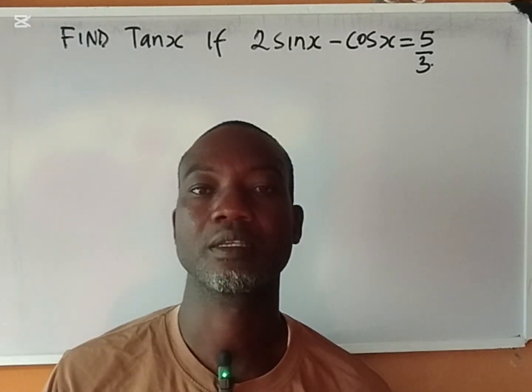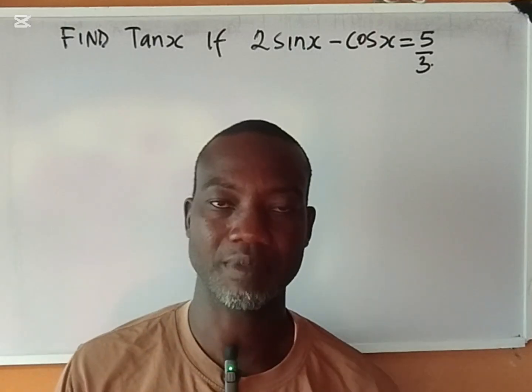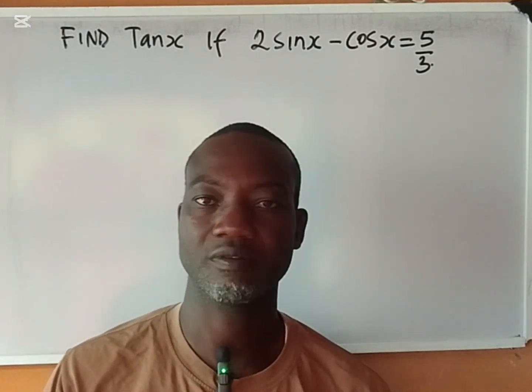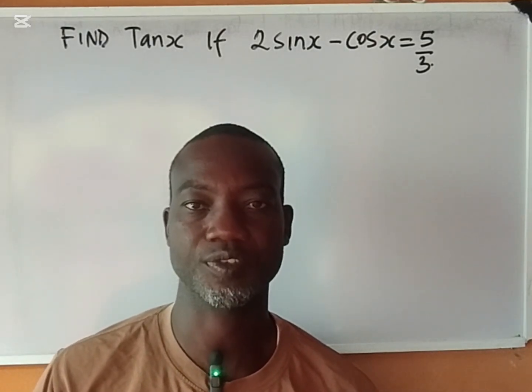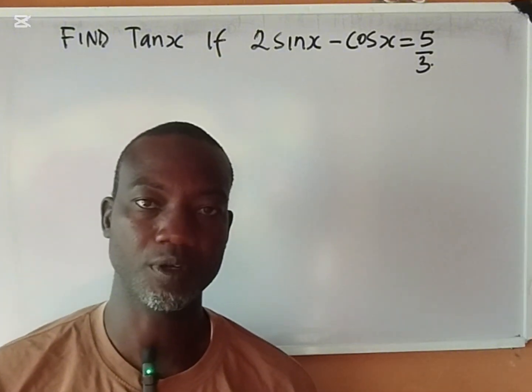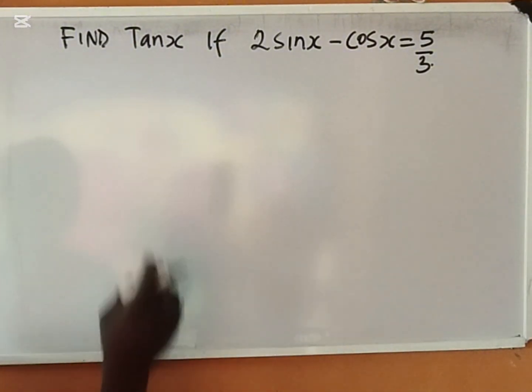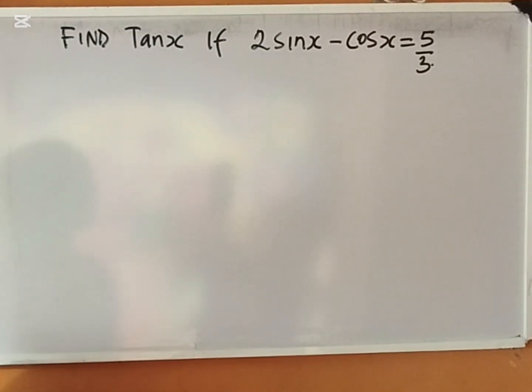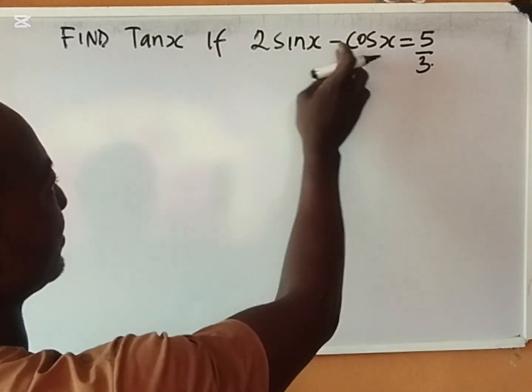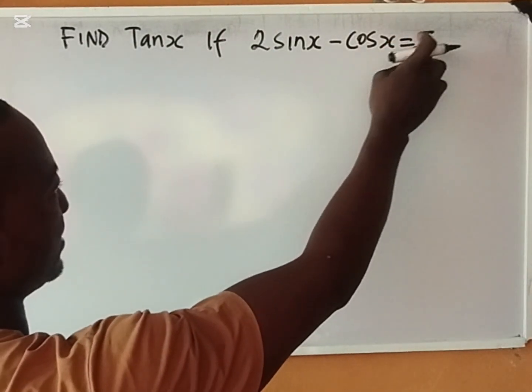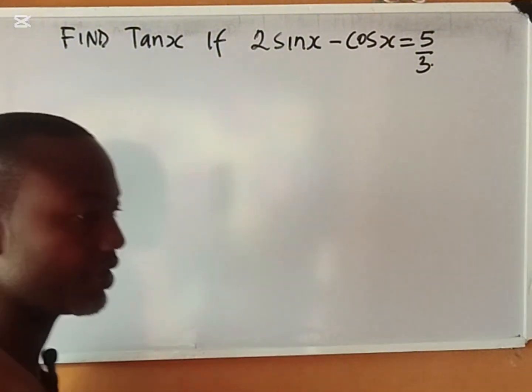In this place, we explore the beauty of mathematics by solving very interesting math questions. We have one on the board. Let's go through it together. We are asked to find tan x if 2 sine x minus cos x is equal to 5 over 3.